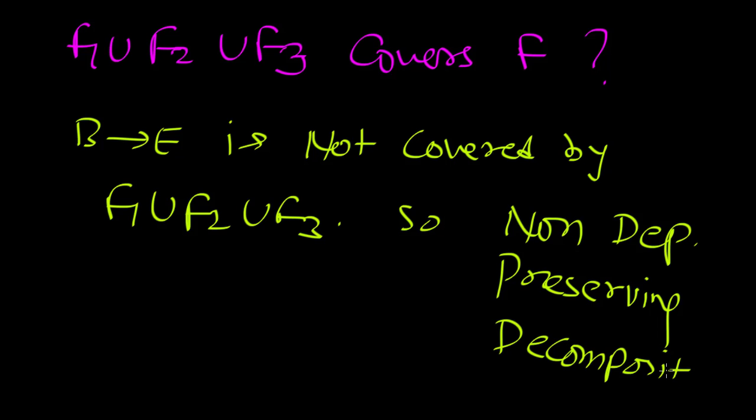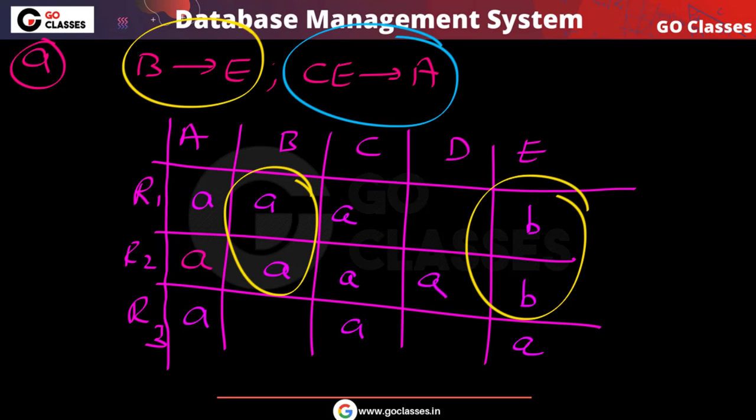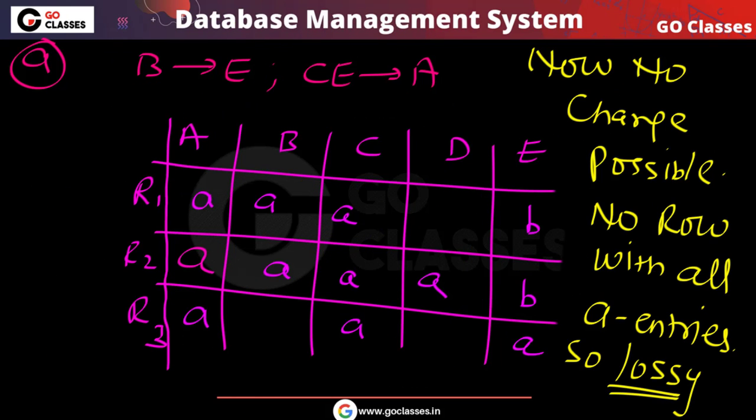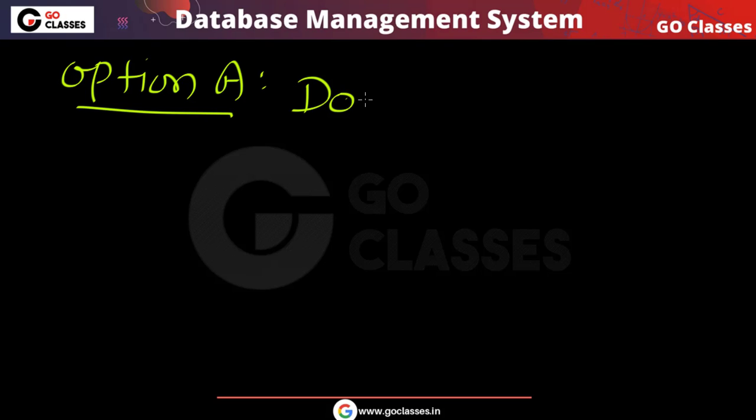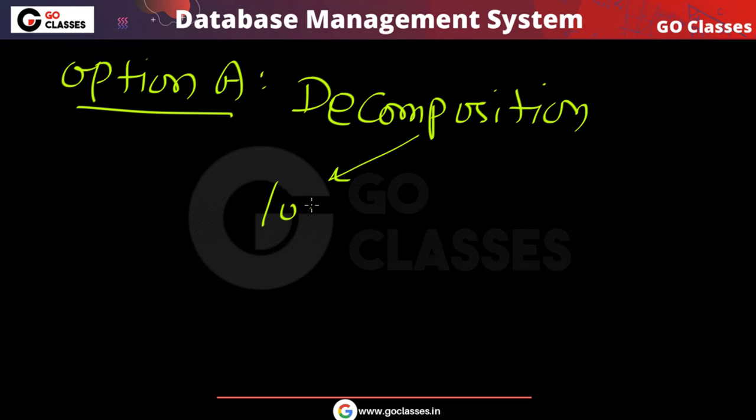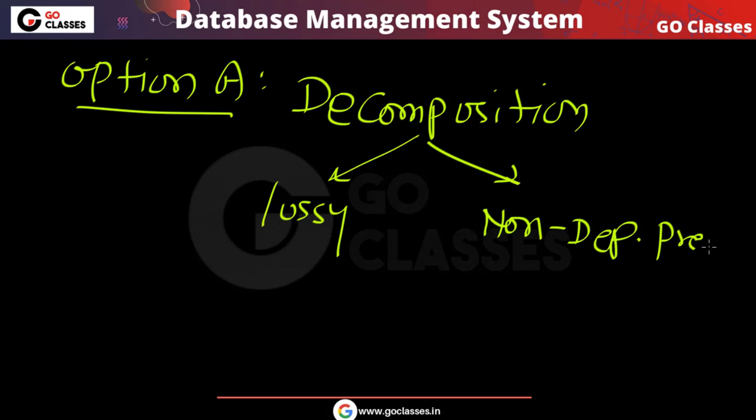Okay, so this is how you can solve this question. We have already seen that for option A, this is not a dependency preserving decomposition. Also this decomposition is lossy. So for option A, this decomposition is lossy, and this decomposition is non-dependency preserving. The dependency is also not preserved. Okay, so this is the answer.